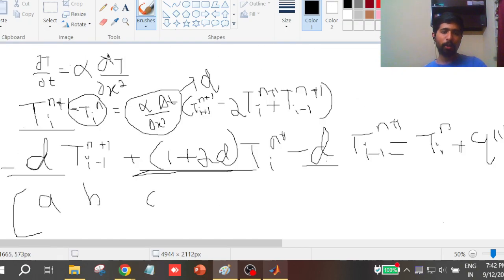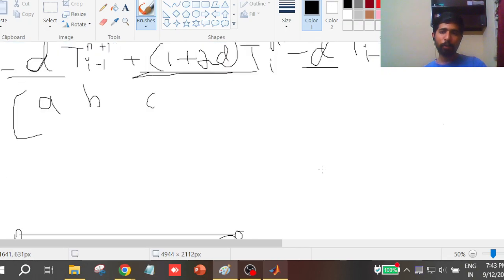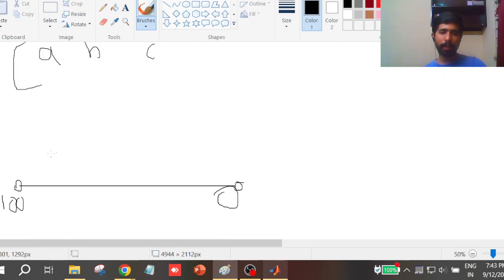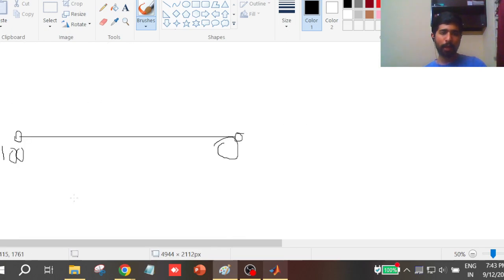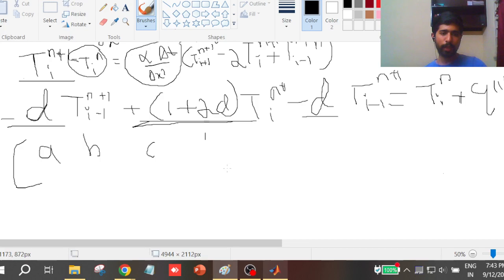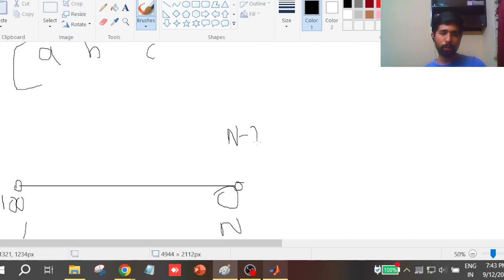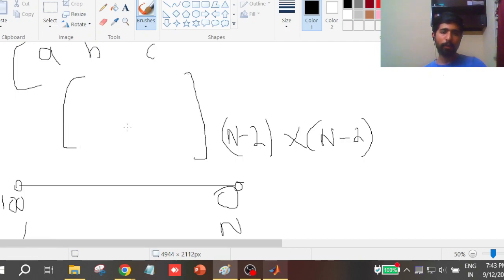The only thing you have to be quite careful about here is that when you form this A matrix, you should not take the boundary grid points into account. I mean, you should not take them as a row. When you determine A, if you have n points, 1 to n, the order of A should be n minus 2 cross n minus 2. The two boundary points are not included in this A matrix. In that way you have to calculate the A matrix.